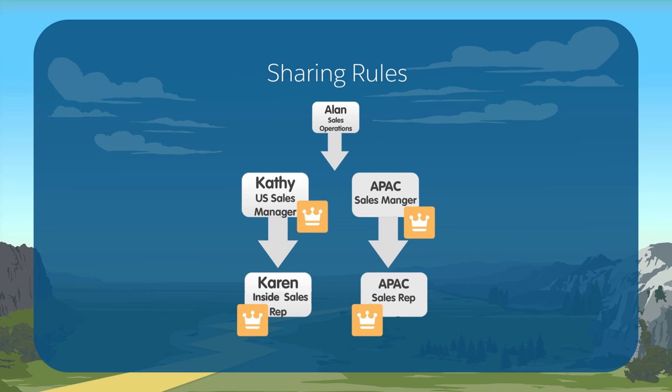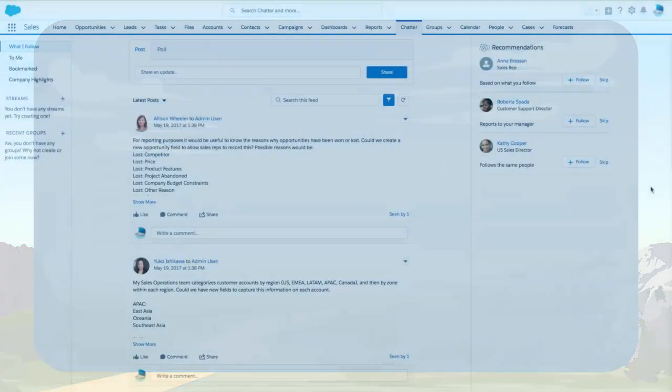However, we need a way to extend record access horizontally so that the U.S. sales manager role can see records owned by users in the APAC roles, and the APAC manager can see records owned by users in the U.S. roles. Sharing rules let us extend access to users in roles, public groups, or territories regardless of their place in the role hierarchy. Let's go to our practice org to see how this works.